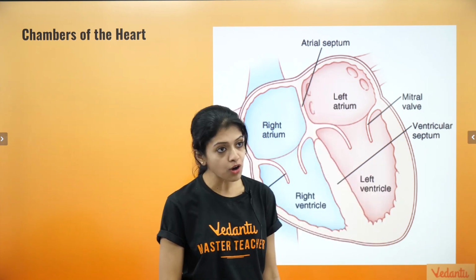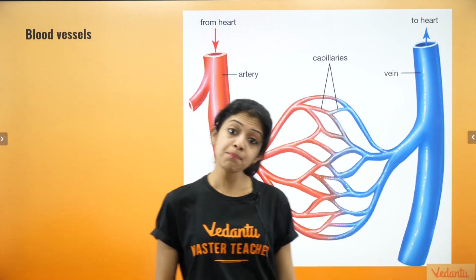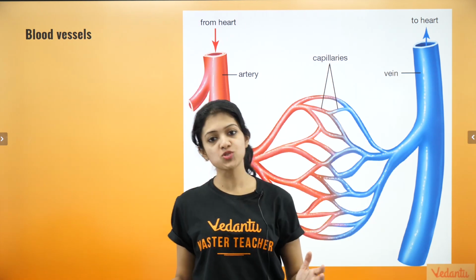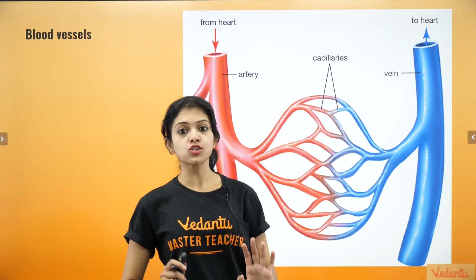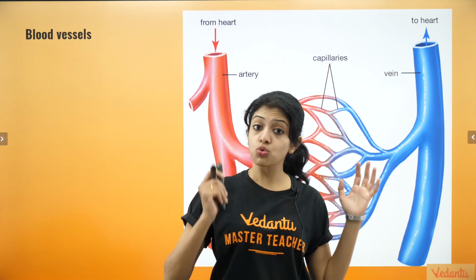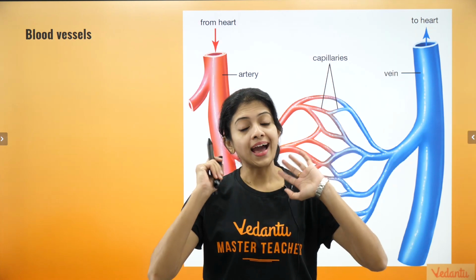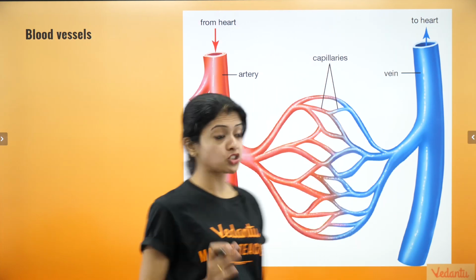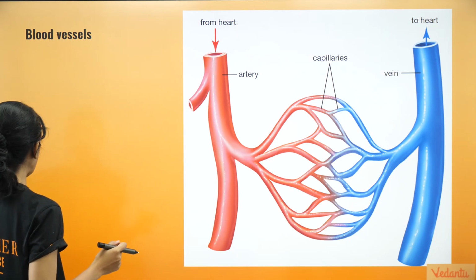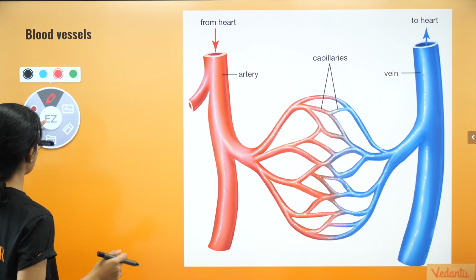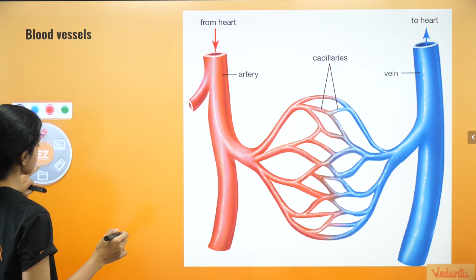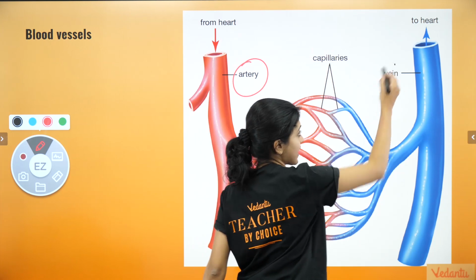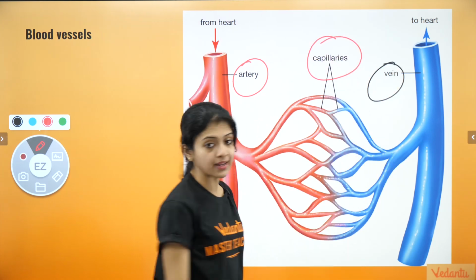Okay, children? Now let's go on to the blood vessels. As you know, just like any other organism with a closed circulatory system, human beings also have a heart associated with an extensive network of blood vessels. There are 3 major types of blood vessels that we human beings have. What are they? As you can see, it's the arteries, which form one type, the veins, and the capillaries.